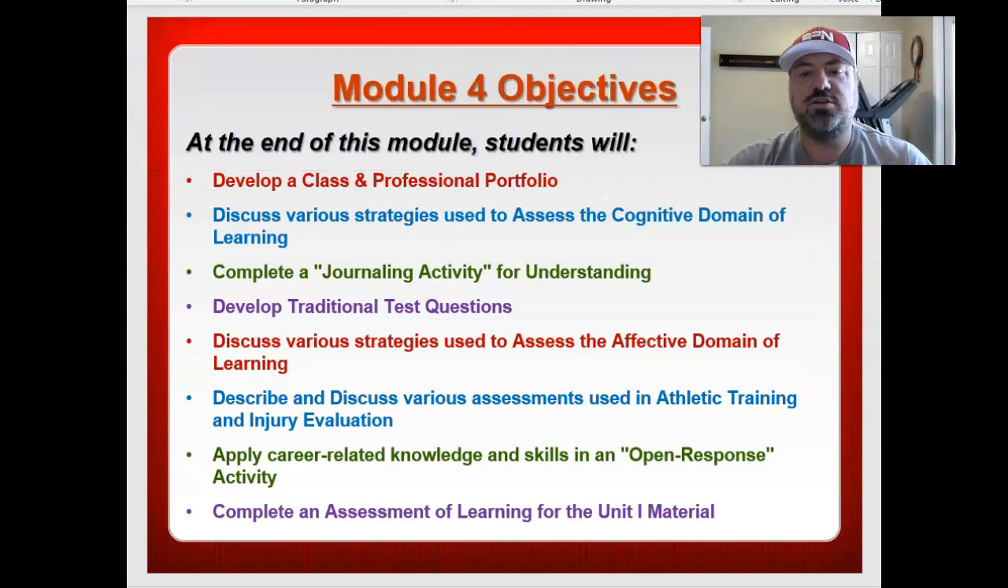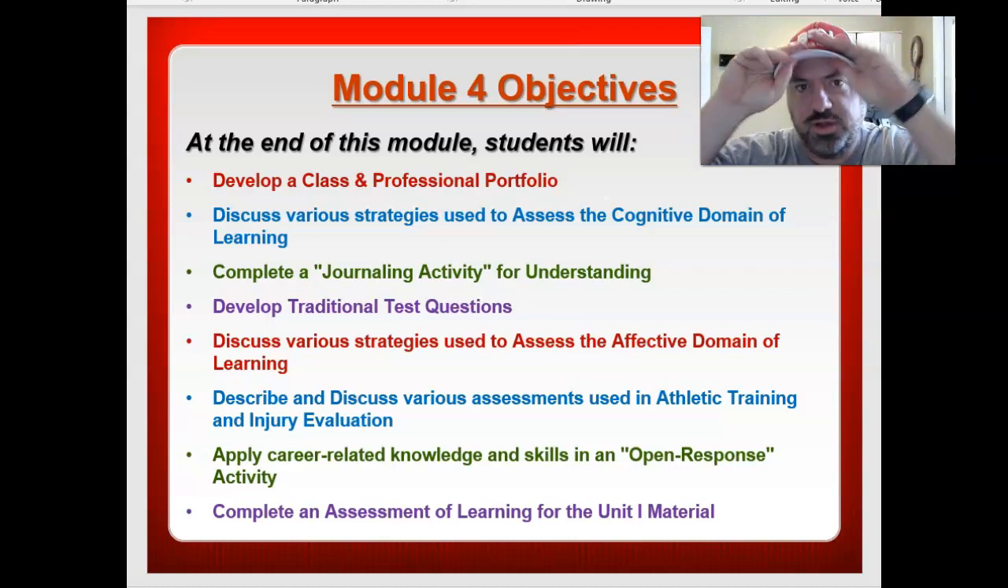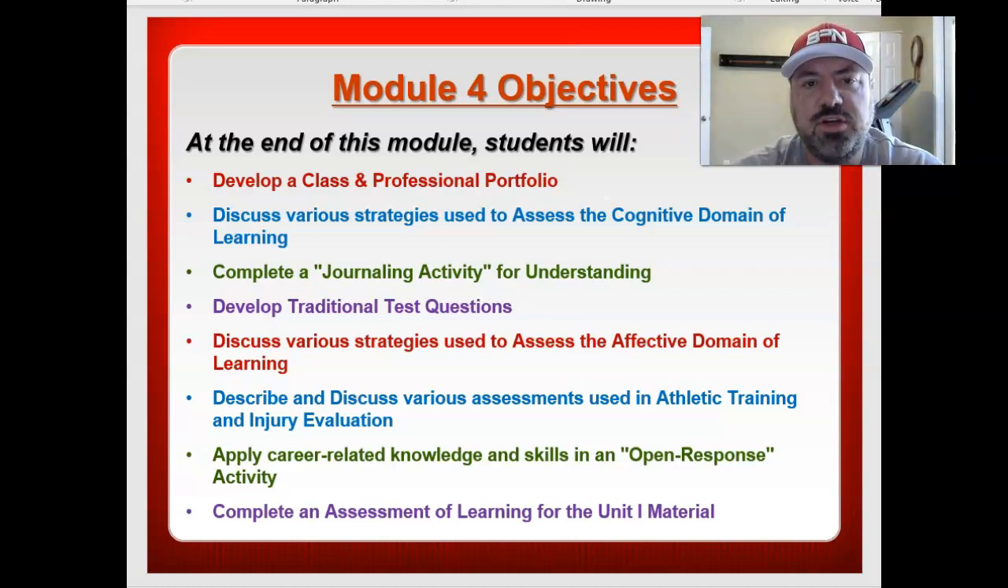At the end of this module, you should be able to develop a class and professional portfolio. A professional portfolio is something you would use to obtain a professional position. A lot of times you'll use those in the interview process. You should probably bring some documents to a professional interview and have them available. You may or may not use them. It may even just be a resource for you to prepare for an interview when you have your professional portfolio developed. We'll discuss various strategies used to assess the cognitive domain of learning.